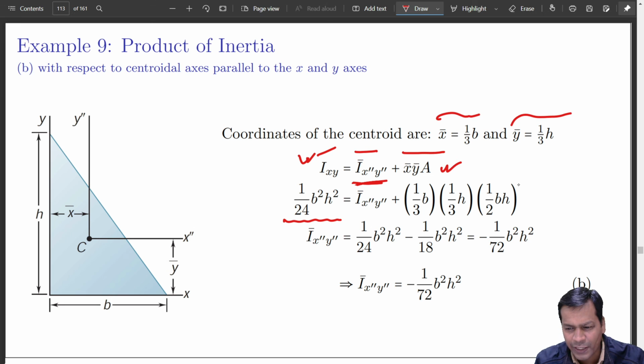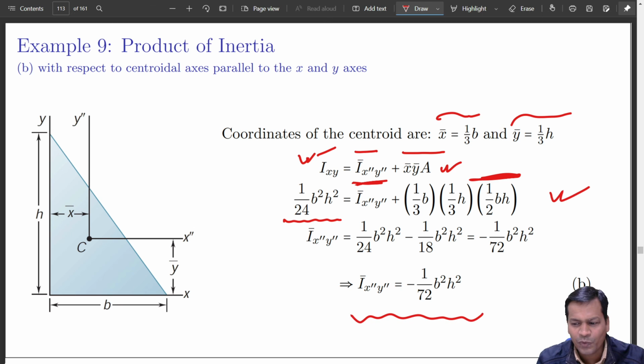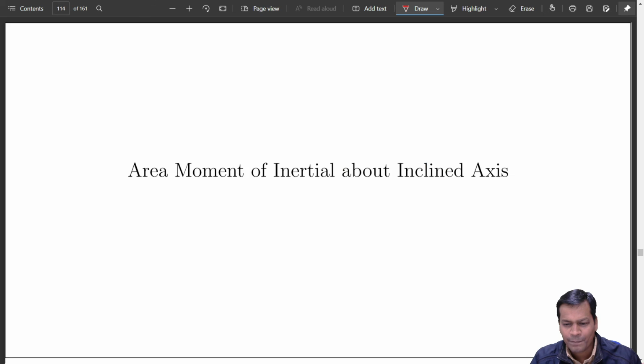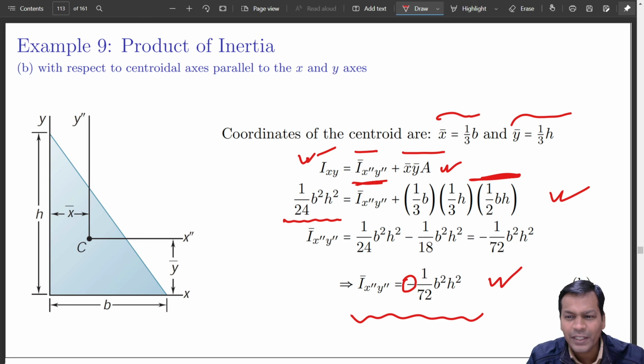From here, the area you already know: 1 by 2 base into height. Now you can easily extract using simple algebra. You got something like this. This is what was desired, and you see this is coming out to be with a negative sign. So it can be negative, don't change the sign, leave it as it is. Okay, that's all.